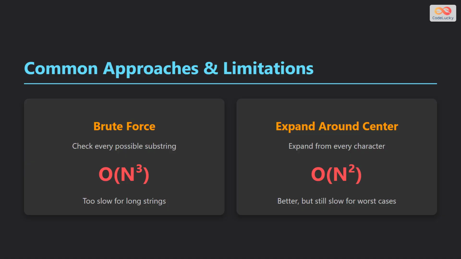The brute force method involves checking every single possible substring, which takes cubic time, or O of n cubed. A better approach is to expand around the center of every character, which brings it down to O of n squared. While n squared is acceptable for small inputs, it becomes too slow when the string length reaches 100,000 characters or more.